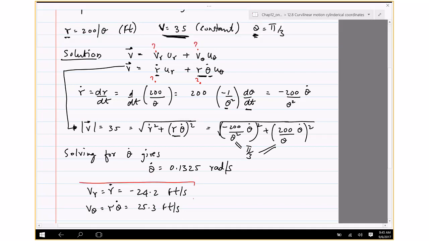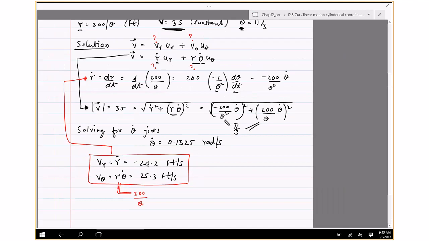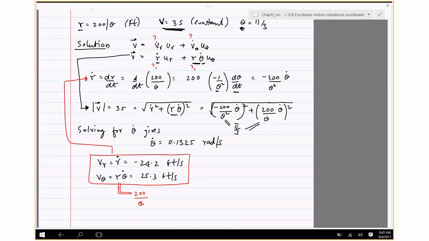Okay, so where did I get this from? Well, I got this from using this formula here, and r is 200 divided by pi, no, theta. So it's a pretty straightforward application of the formula.